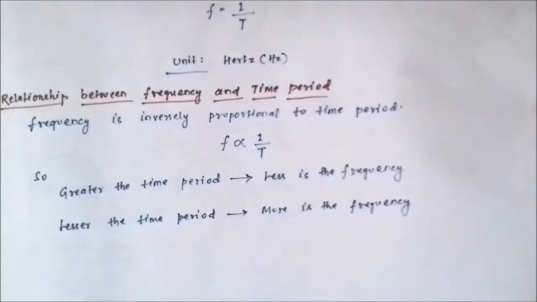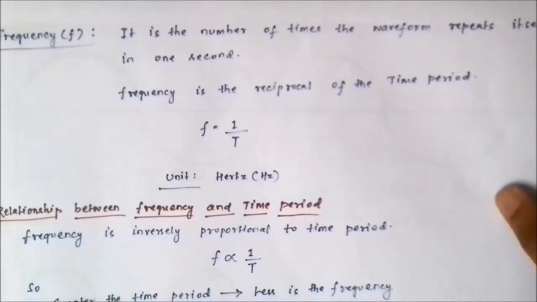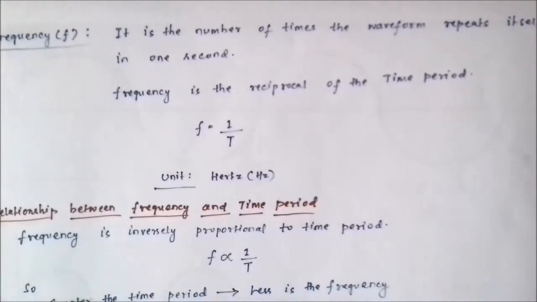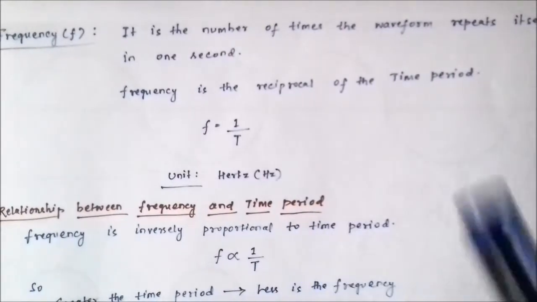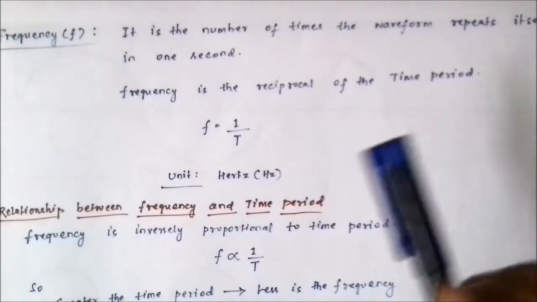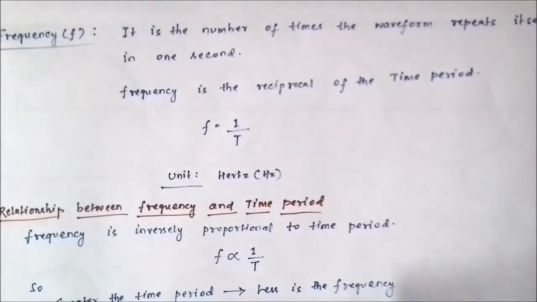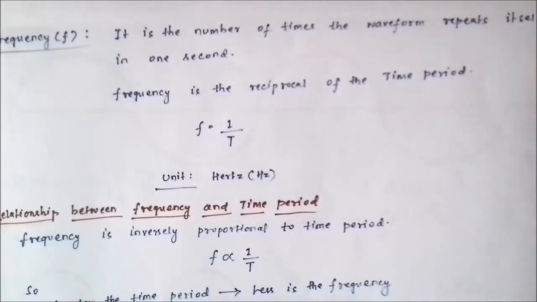Now next is the frequency. Frequency is the number of times the pattern repeats itself, or the number of times a signal waveform passes through a point in 1 second. It is basically defined as the number of times the pattern repeats itself in 1 second. So frequency is the reciprocal of the time period. So f is equal to 1 by T, and the unit of frequency is hertz.